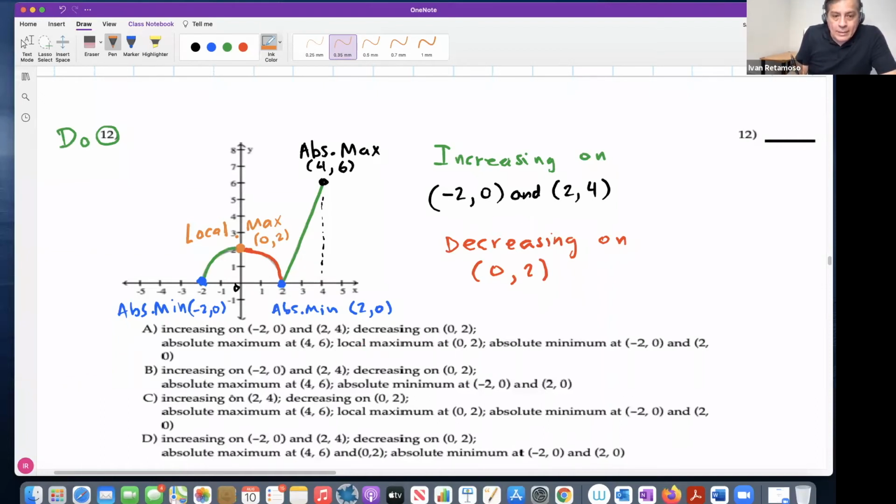Now, looking at the choices, guys, I agree. It's very confusing, but the one that precisely describes this is this, look. Increasing on -2,0 here and 2,4, right? Decreasing on 0,2, great. Absolute maximum at 4,6, which is here. Local maximum at 0,2, the local maximum is there. And absolute minimum appears twice, here and here, right? So at -2,0 and at 2,0, right? So this is the one. Very, very tricky problem. All right, guys.